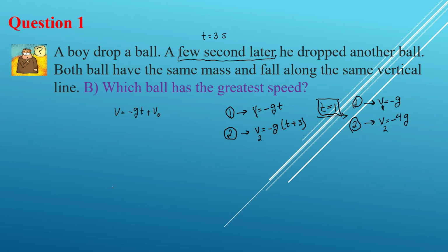Now I'm gonna give the value to g. So I'm gonna say my g is approximately equal to 10 meter per second square. I'm gonna substitute this value into my equation. So my v1 is gonna be minus 10 meter per second, right? And my v2 is gonna be minus 40 meter per second. So now the answer is clear, right?